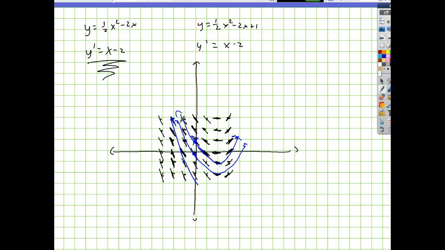Now, there's always multiple answers for a slope field. Why? Because I don't know what the constants are, so I don't know which one I'm going through. But I can tell you what the function looks like. Couldn't we just do that by integrating? We can until we can't.